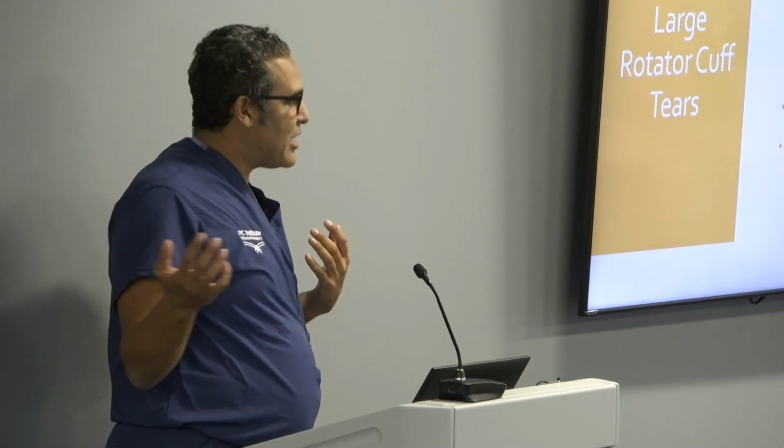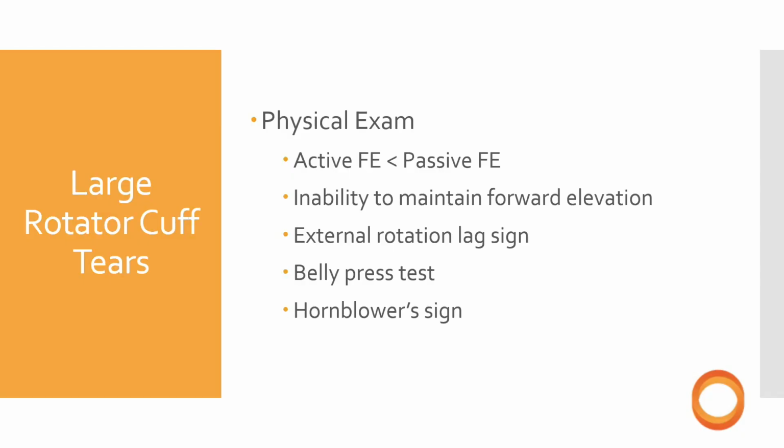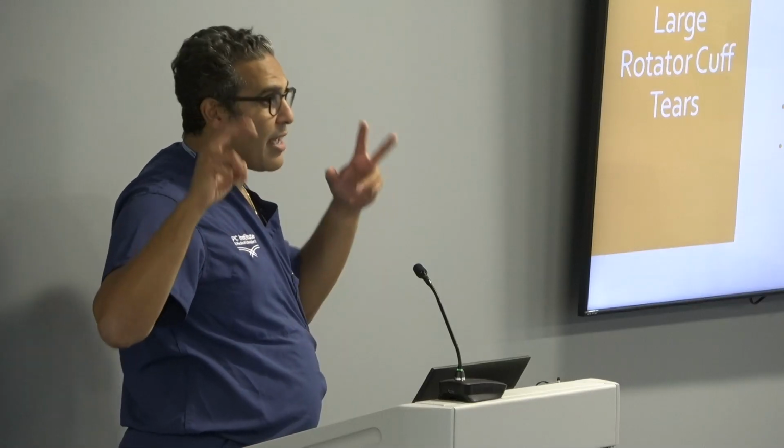The external rotation lag sign, I think Bessem talked to us about this a month or two ago. It's really important to do that with their elbow tucked in. If their arm is out here, their deltoid is able to do a lot of compensation and fake external rotation.